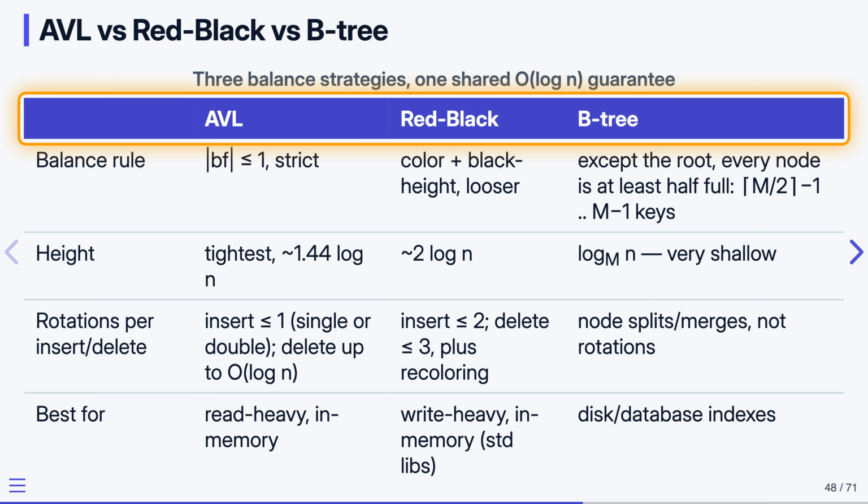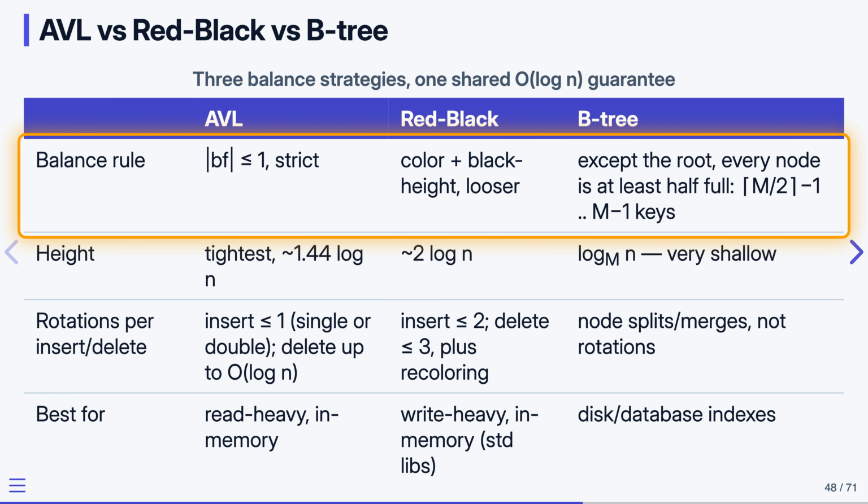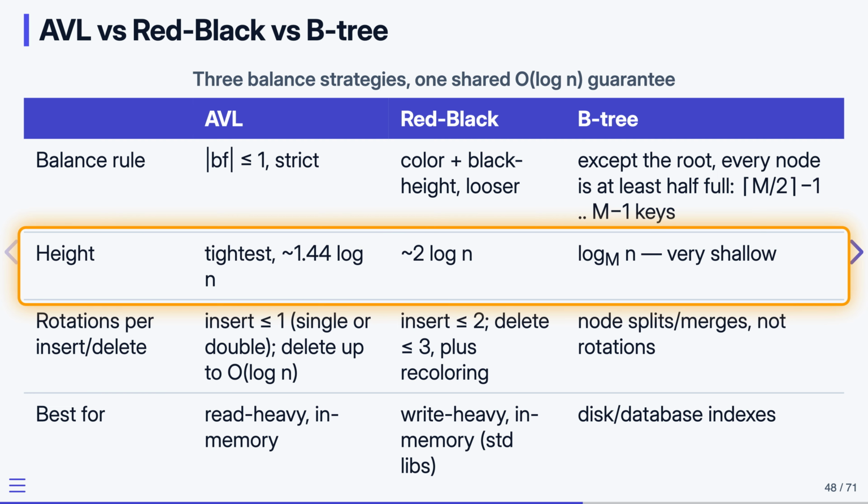Let's put all 3 side by side. The 3 columns are AVL, red-black, and B-tree. First, the balance rule. AVL is strict. The balance factor must stay within 1. Red-black uses colors and black height, which is looser. A B-tree keeps every node at least half full. Second, the height. AVL is the tightest, about 1.44 times log n. Red-black is about 2 times log n. A B-tree is log base m of n, which is very shallow.